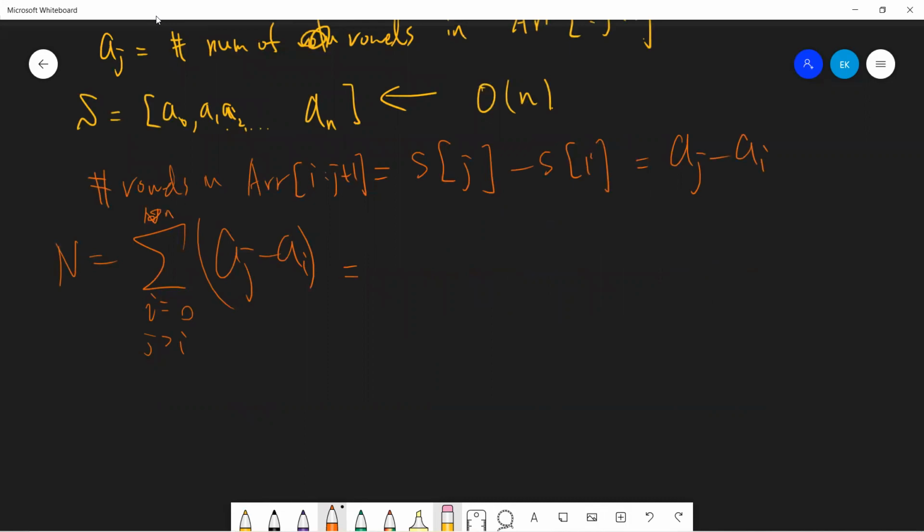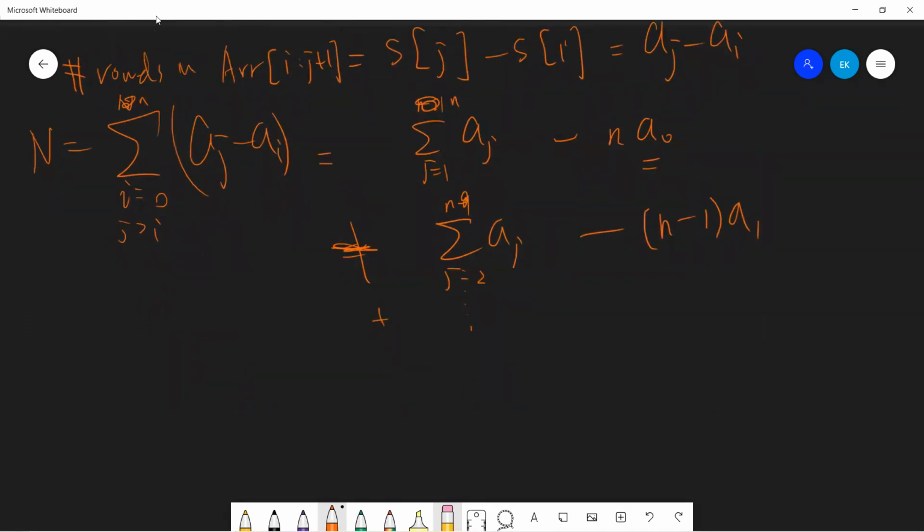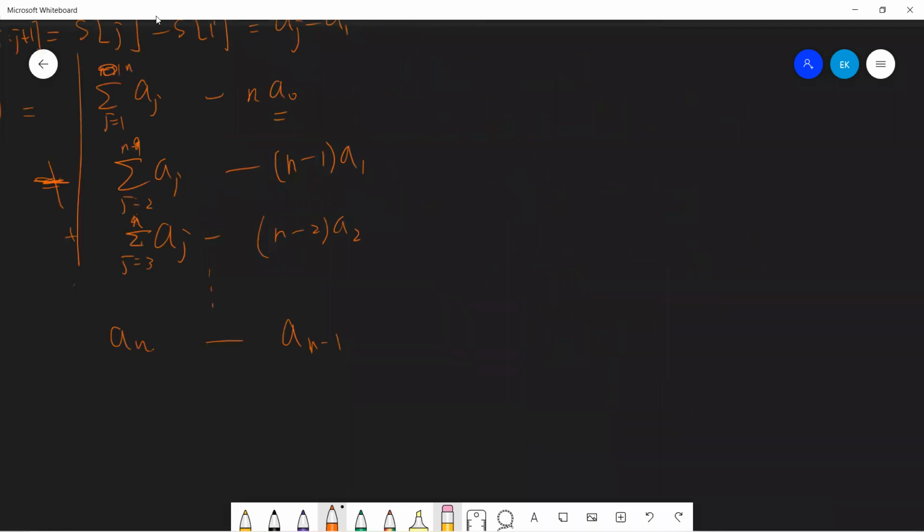You can write this out. The first term is n times A0. Notice that A0 is 0, but it's not important. Minus A0, and the summation of Aj from 1 to n. Then the second term is n minus 1 times A1, with the summation of Aj from 2 to n, and the third is n minus 2 times A2, and finally A n minus 1. So the idea is that we just need to compute these terms.